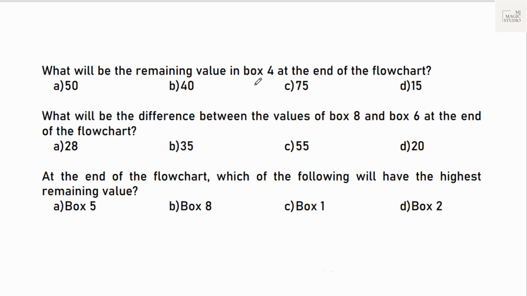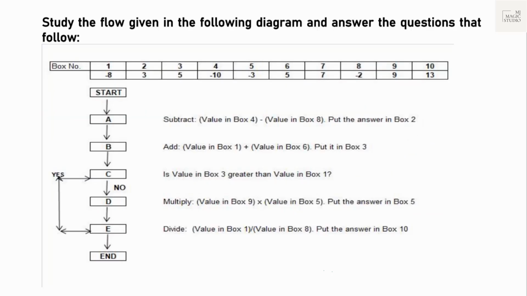So the 3 questions: what will be the remaining value in box 4? That was 50. What is the difference between 8 and 6? 45 was there in 8 and 25 in 6. That is 20. And at the end of the flowchart, which of the following will have the highest remaining value? That was in box 1, 450. Let's do one more. Another one on your screen, give it a try.